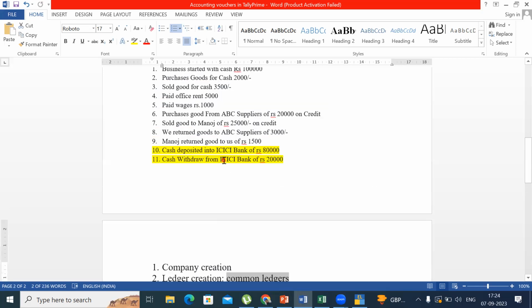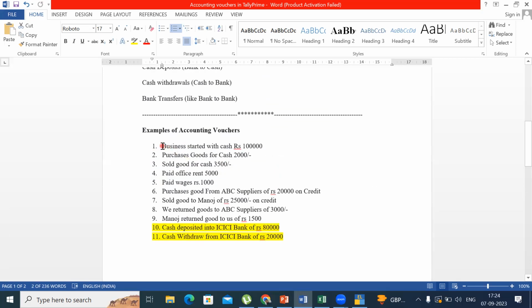So shall we create the common ledgers here? I'll tell you what the common ledgers are. You can understand them by converting the journal entries. For example, business started with cash: cash account debit to capital. Cash is not required. In this case, capital we need to create. So what is the first entry?